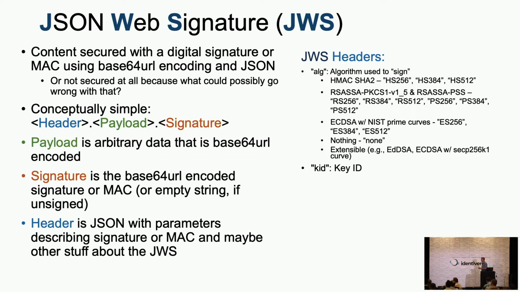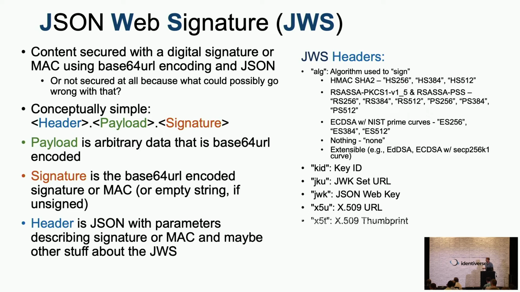There's a key ID, which is just an identifier for the key that was used to apply this operation, usually helpful to the recipient to tell them what key to use to verify the signature on the object. There's a way to point to a URL in the header of the object to go get a set of keys. There's a way to include a full key as a JWK representation. You can point to a URL that has X509 certificates. You can point to a thumbprint of an X509 certificate. You can include a certificate or an entire certificate chain directly in the header.